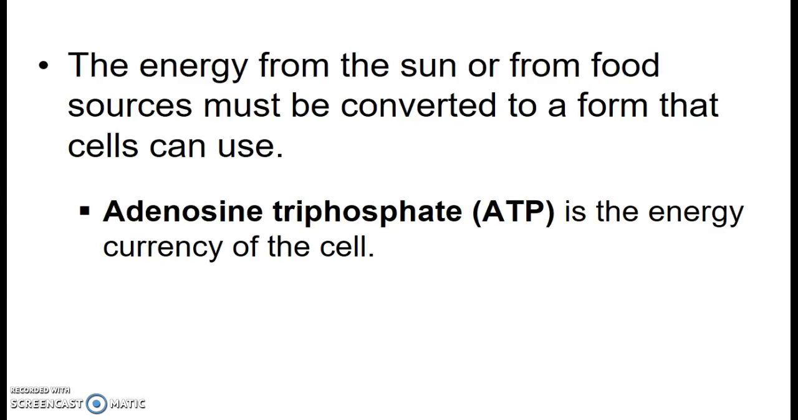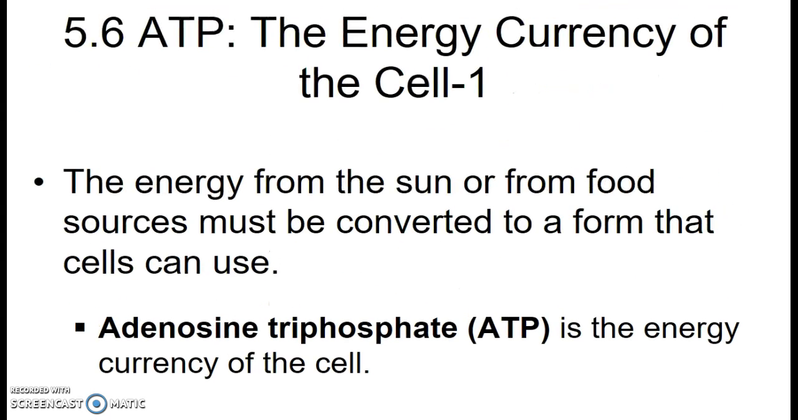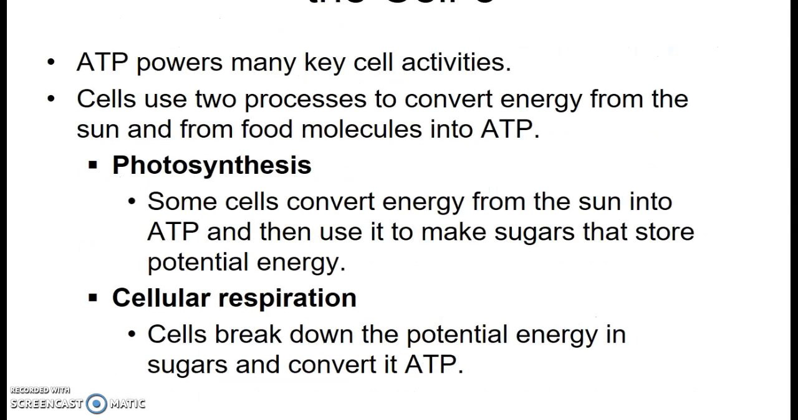Okay, so we're going to talk about ATP, and ATP is what is known as the energy currency of the cell. We talked about this a little bit when we talked about macromolecules. Energy from the sun or from food sources has to be converted into a form that cells can use, and that is ATP, also known as adenosine triphosphate. Okay, so ATP powers the cell's metabolism, and there are two processes which we'll look at next that convert energy from the sun and from food into ATP that the cell can use to power its activities.